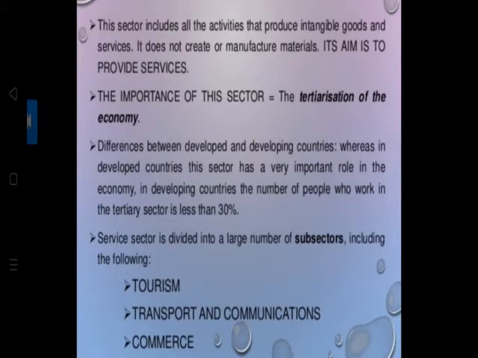The service sector is divided into subsectors. What are they? Tourism also is a service industry, hospital management, transportation and communications, and commerce. Commerce is business, trade, dealings, what you do. So this slide, what does it tell us? That there is a difference in how it works in a developing country. I will talk about it in detail in the next clip. Then it talks about the intangible goods and services. There are different sectors in it.